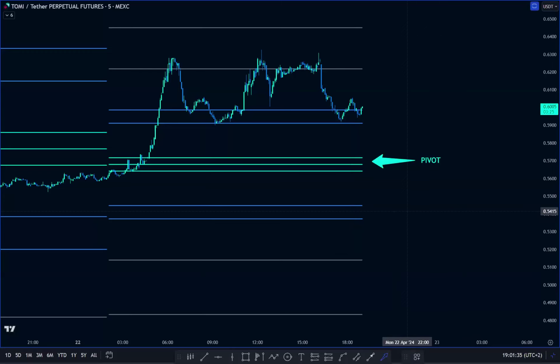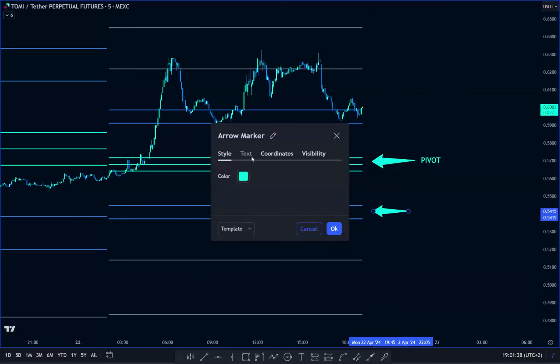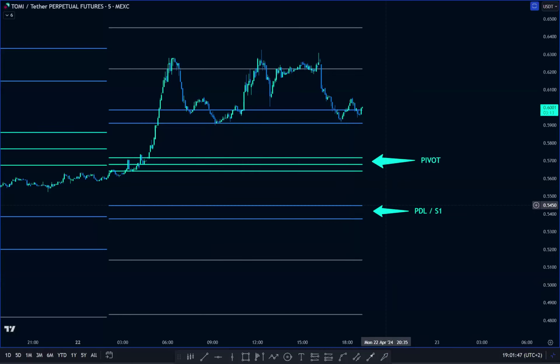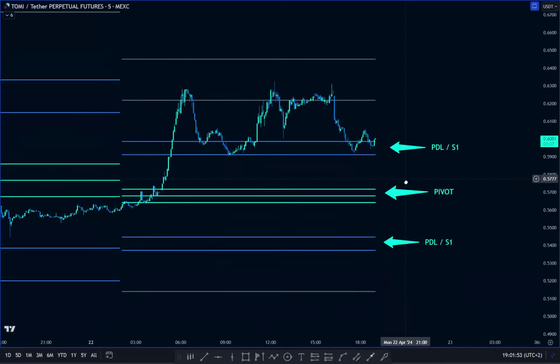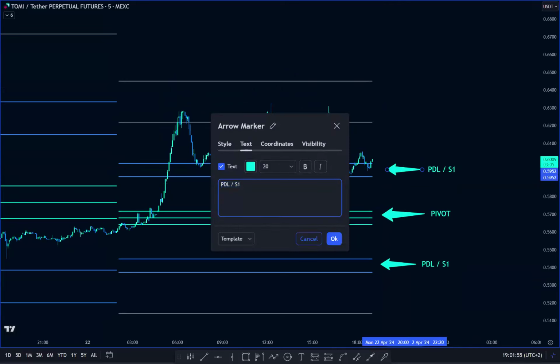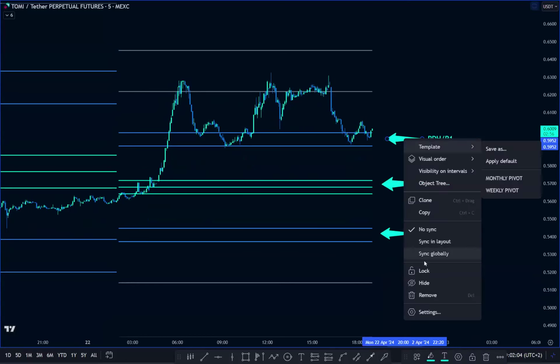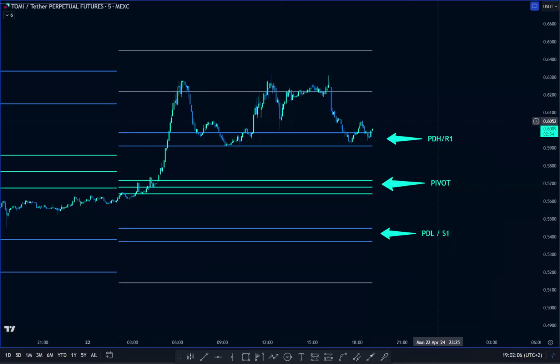And then over here, these two blue lines are going to represent the previous day low and the support 1 level. So one of these is the previous day low, one is the support level. And then the 2 blue ones on top are going to be the previous day high and the resistance 1 level. So the one above is the resistance 1, the one below is the previous day high. Is that right? Or the other way around?